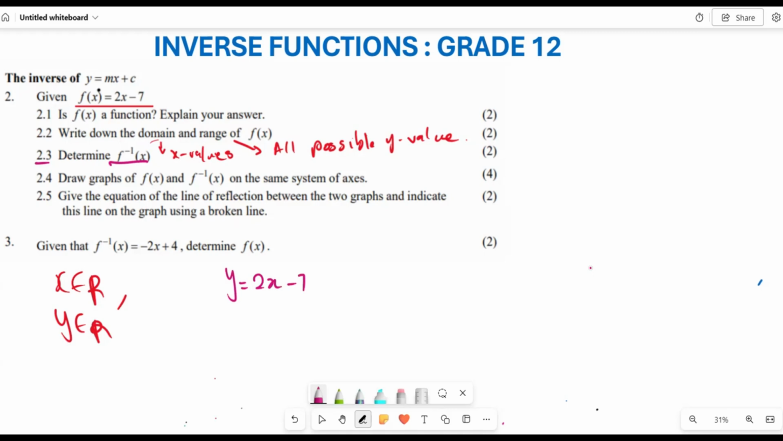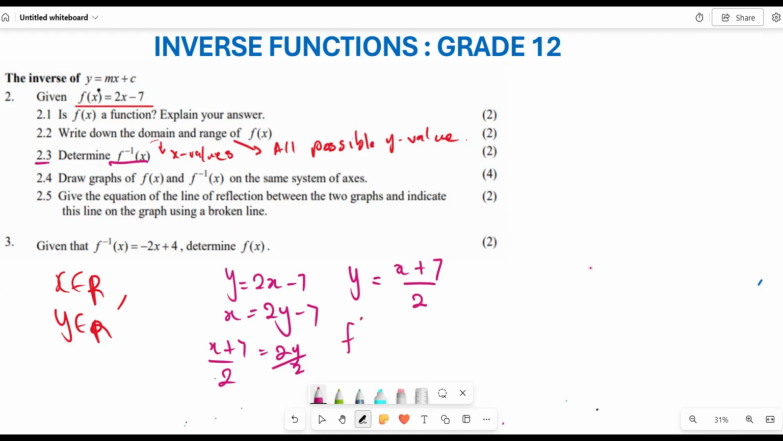Firstly, you are going to start by switching the values of x and y, which means this is going to be x is equal to 2y subtract 7. And then when you are here, you want to make y the subject of the formula. So this is going to be x plus 7 is equal to 2y. Then you divide by 2 on both sides, which means your inverse function here will be the same as (x plus 7) over 2.